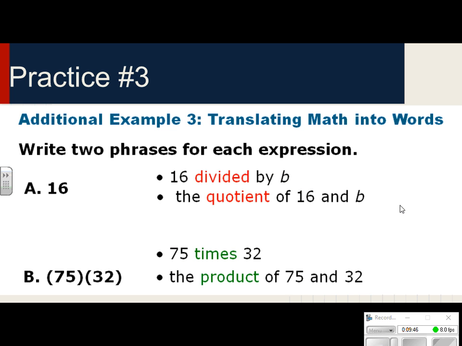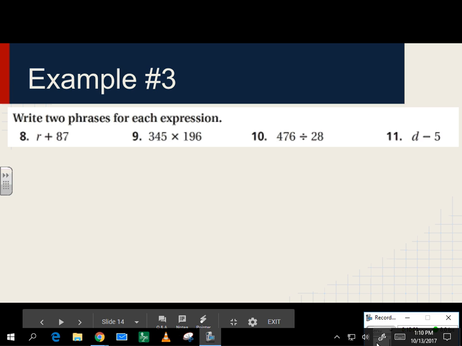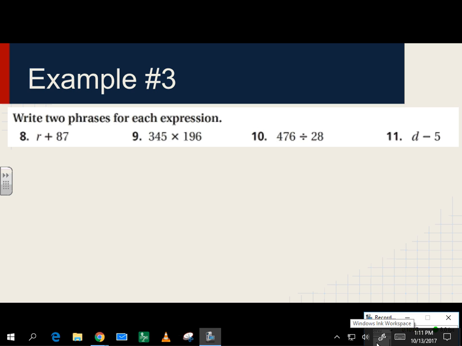Here's 2 ways you could write A: 16 divided by B, or the quotient of 16 and B. And for letter B, using those 2 numbers, 75 times 32, there's two ways you can write it. Have these down before moving on. And here are 4 problems that I want you to try on your own, writing 2 phrases for each. Come back when you got it done.